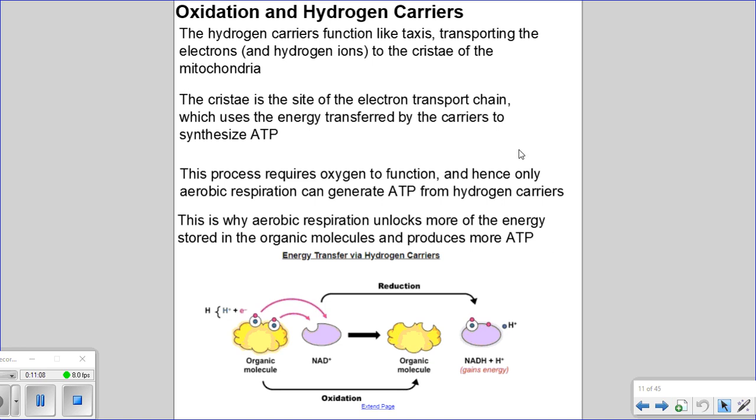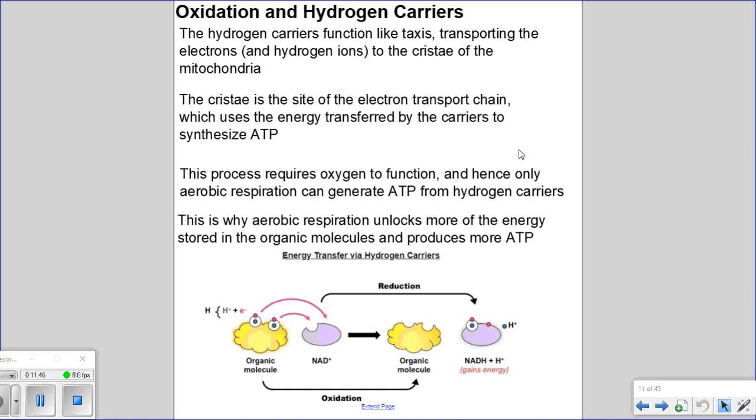So what are these carriers? These hydrogen carriers function like taxis in a way. They will transport electrons and the hydrogen ions to the mitochondria. So this process of glycolysis is occurring out in the cytoplasm as those hydrogen ions and electrons get removed from glucose and transferred over to NAD or FAD, in this case we'll say NAD. NAD will then transport or carry those hydrogen ions and electrons to the mitochondria.